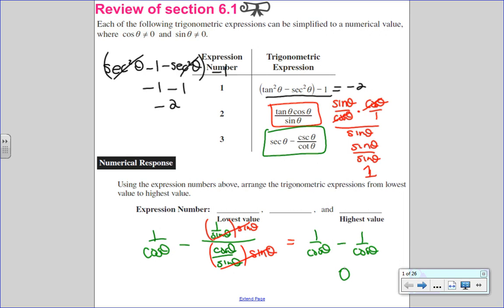So putting these in order from smallest to biggest, the lowest value, -2, is expression number 1. My next lowest value is the 0, which came from our last one. And then 1 is the highest, which came from expression number 2.